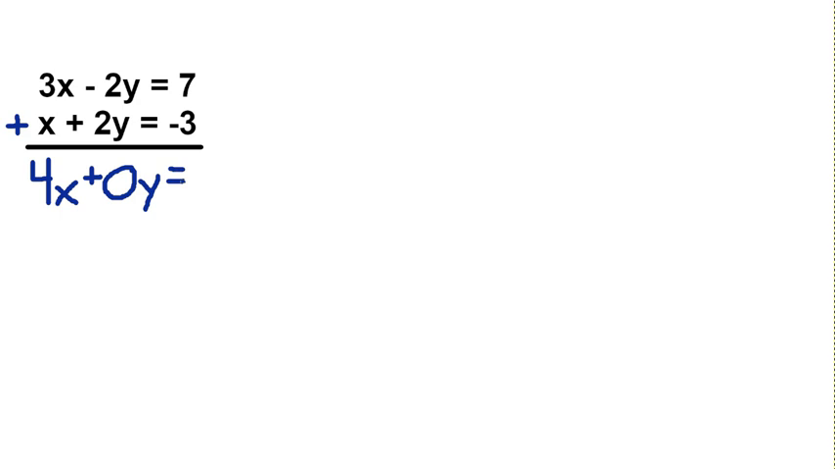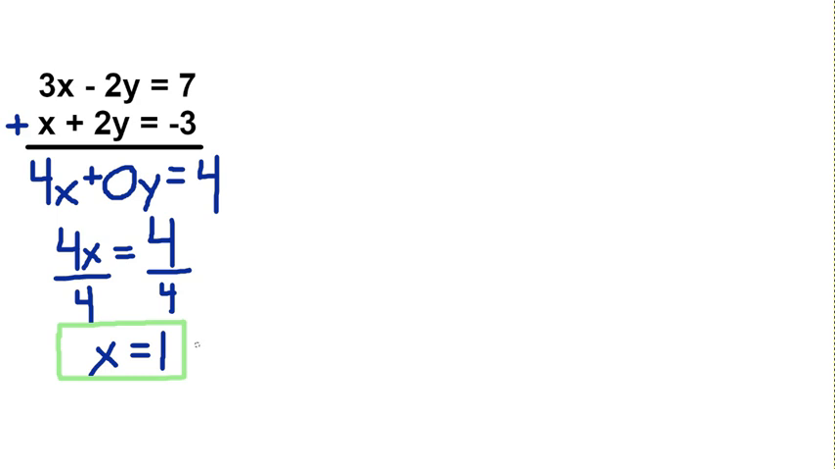And then we have 7 plus 1, which equals 8. So the y's cancel out, and we wind up with 4x equals 8, which when you divide both sides by 4 comes out to x equals 2.